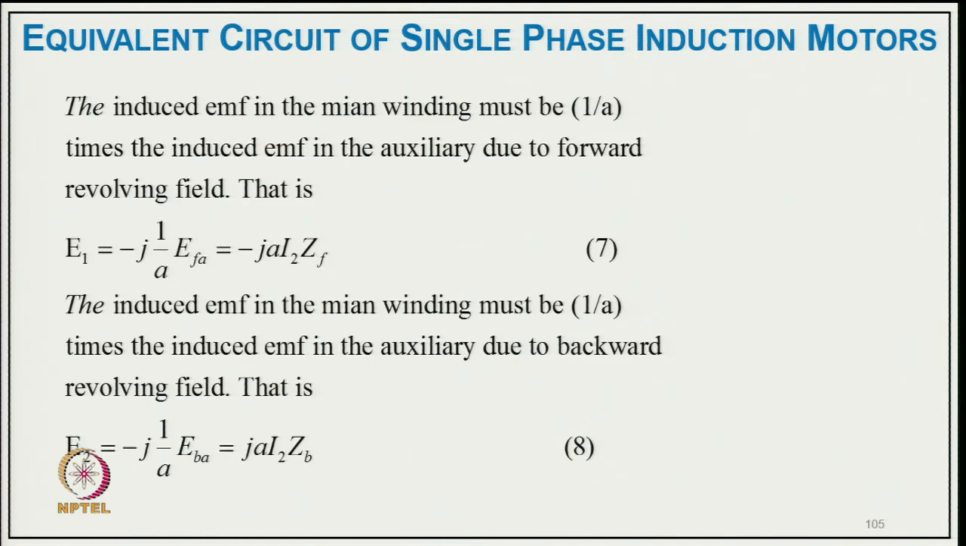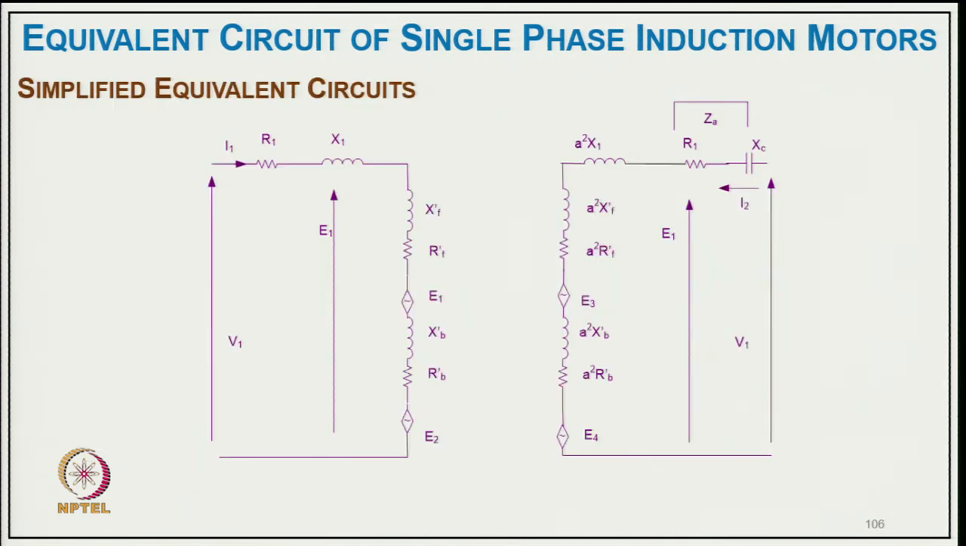The induced EMF in the main winding must be 1 by A times the induced EMF in the auxiliary winding due to the forward revolving field, that is E1 equal to minus j EFA by A, that is minus j A I2 ZF. The induced EMF due to the backward revolving field is E2 equal to minus j EB upon A, that is equal to j A I2 ZB. That gives the simplified equivalent circuit for the main winding and auxiliary winding, which have a forward field as well as a backward field, with all the impedances and the capacitor also in series.